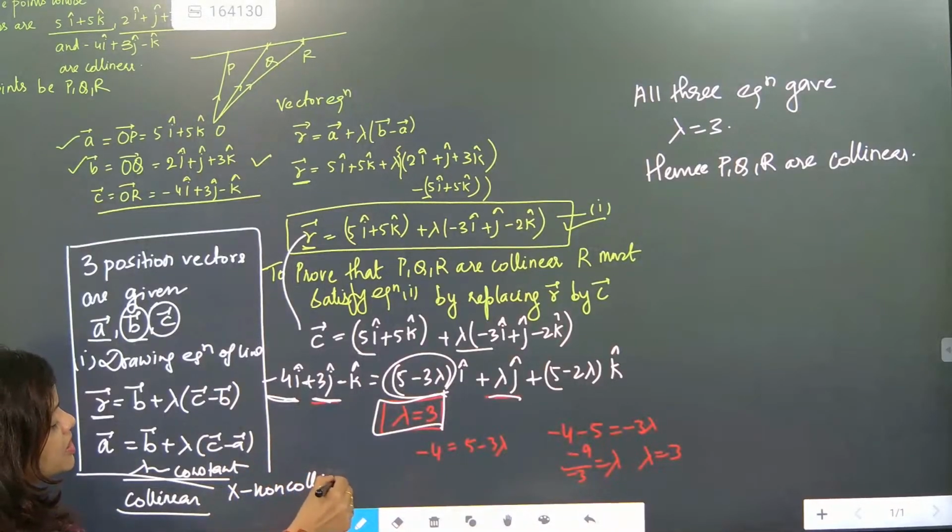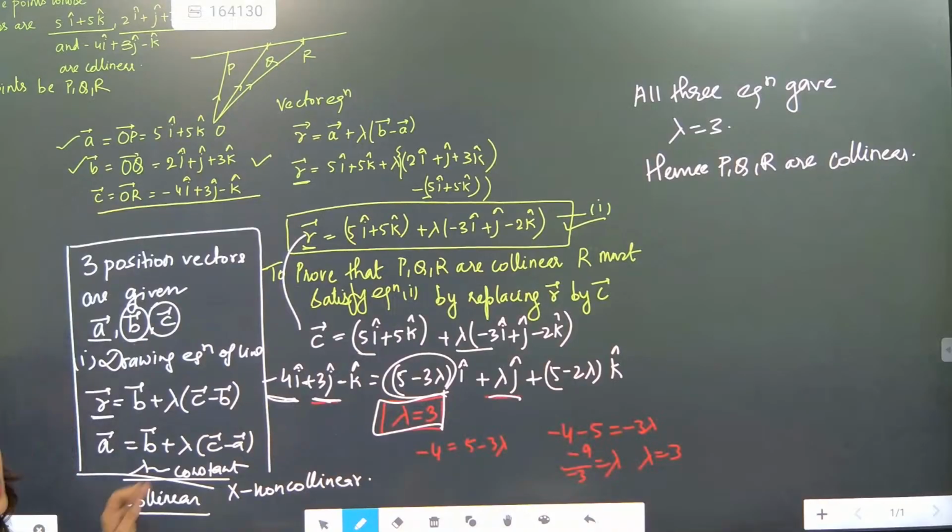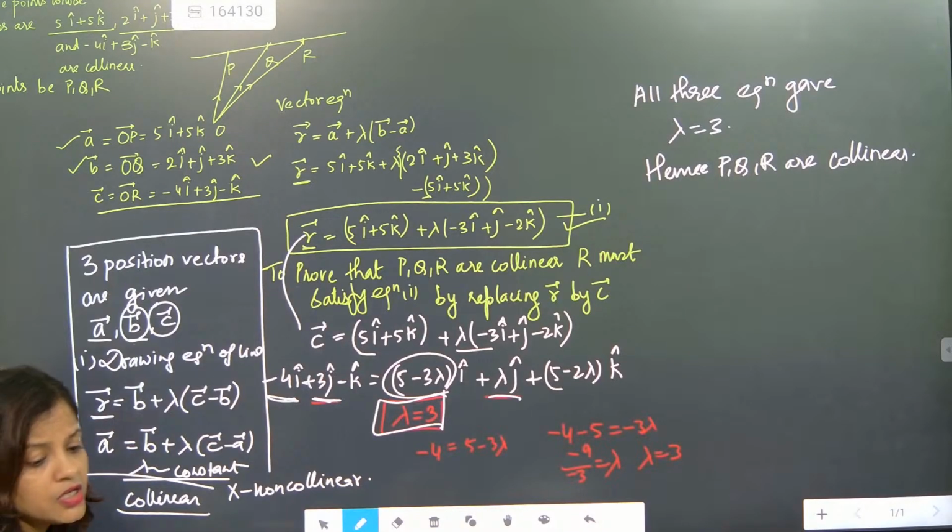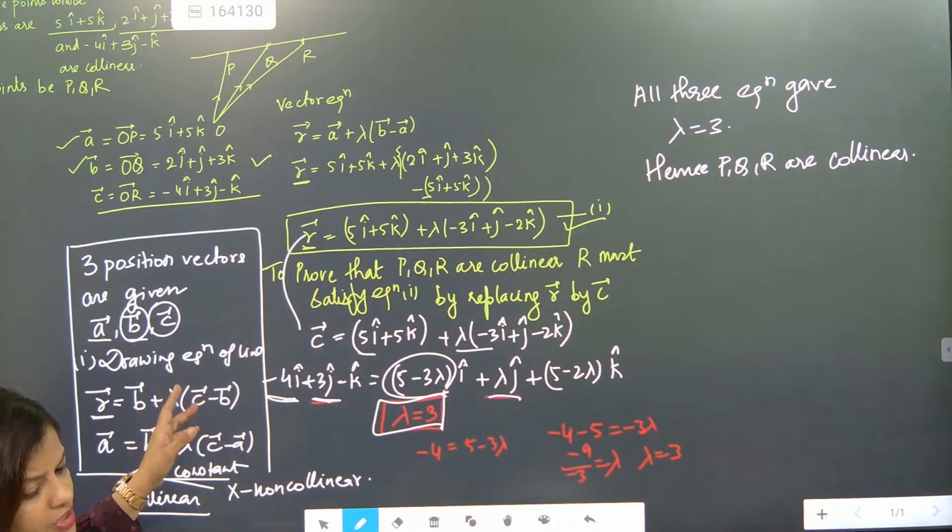Children, those who are present online, did you understand the format? Everybody, did you understand how it is? Come on, quickly say whether you understood or not. Three position vectors are given. Any two you take, find the equation of the line. And the third point, the one point which you have not taken, take that third point and do only one thing: write it instead of R vector and get the equation. Very good, Divya.